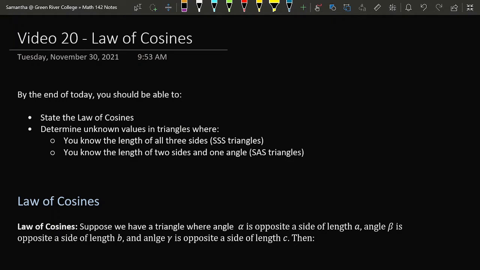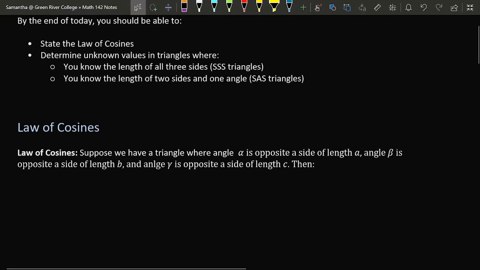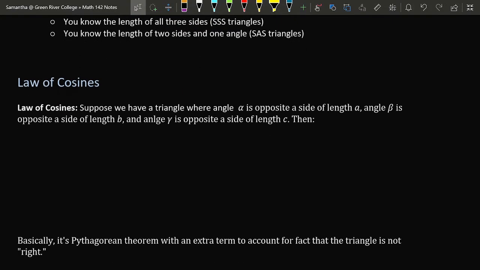As the law of sines contained the sine function, the law of cosines will contain the cosine function. So today we should be able to state the law of cosines, and we should be able to use the cosines to help us with SSS triangle problems where all 3 sides are known, and SAS triangle problems where 2 sides and 1 angle are known, and the angle is directly between the 2 sides.